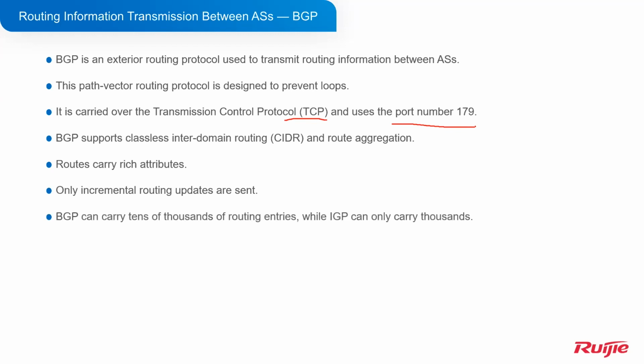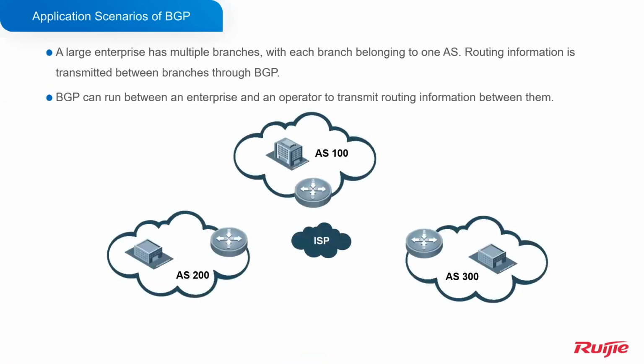And the last feature is BGP can carry tens of thousands of routing entries, while IGP can only carry thousands. This is the main reason why in a bigger network, we want to choose BGP to help us to transfer the routing information, because it is a good performance feature in the BGP. Okay. So now we know some basic features of the BGP, then let's look at a typical application scenario.